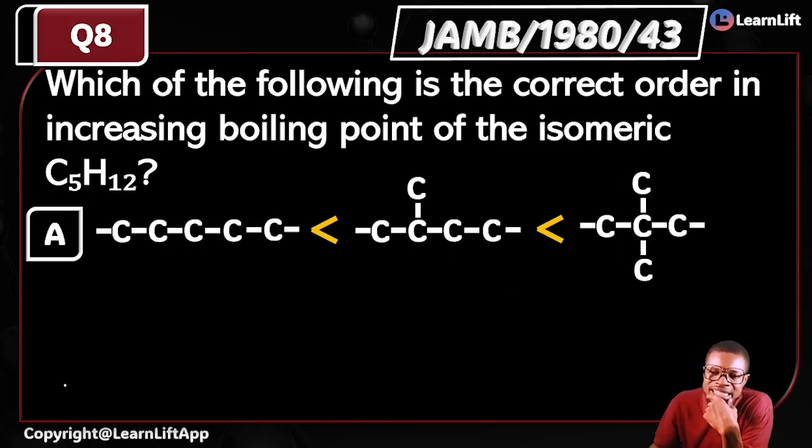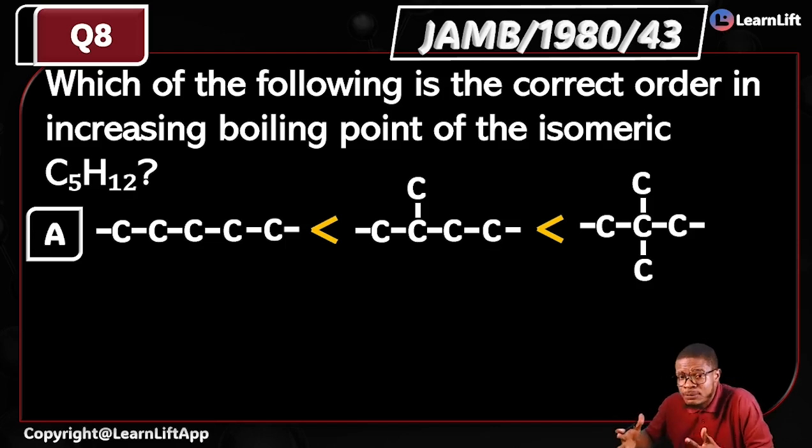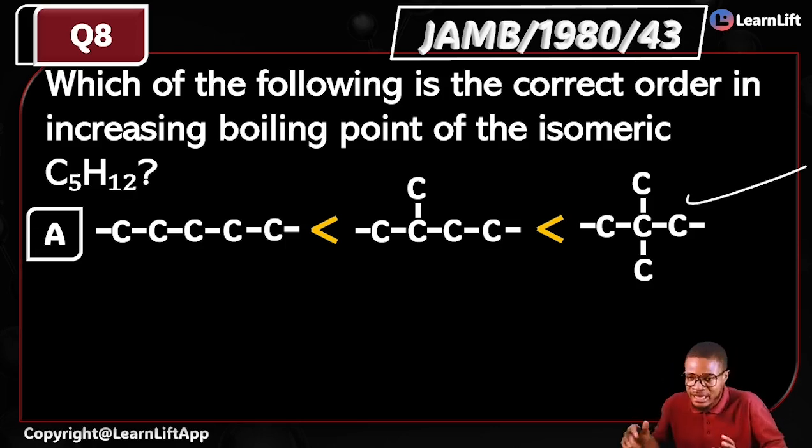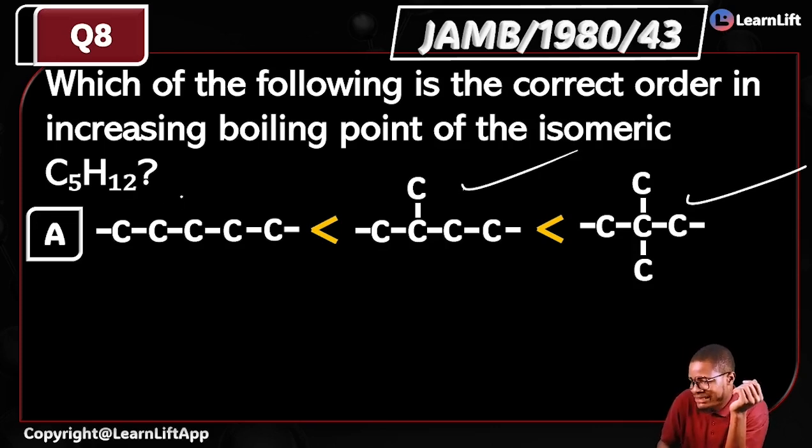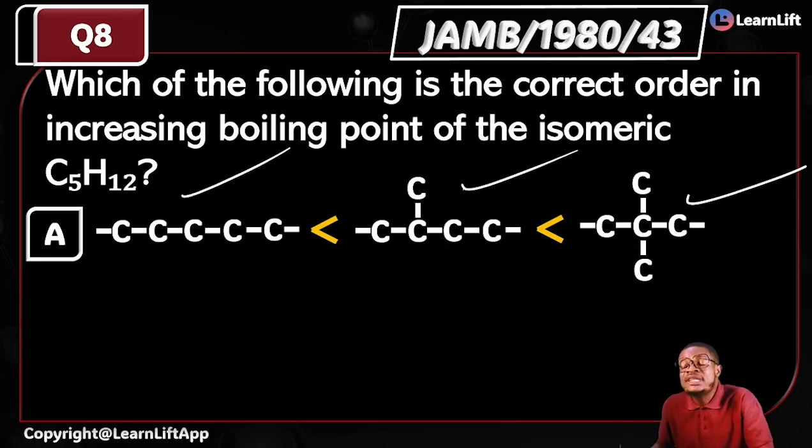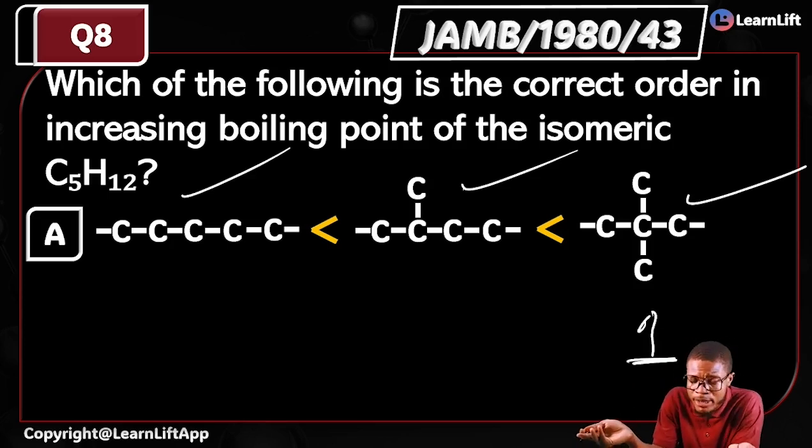First, I'd like you to note this and not forget. We said that as branching is increasing, boiling point is going to decrease. Which one is the most branched? The one that is the most branched is this guy. That's the highest branching. In fact, that's 2 branching. This guy has 1 branching. This guy has no branching. So the one that has the highest branching, we have the lowest boiling point. Let me call it 1, since it is the lowest boiling point.